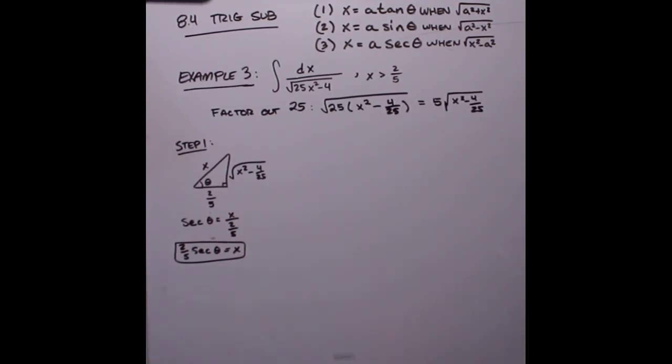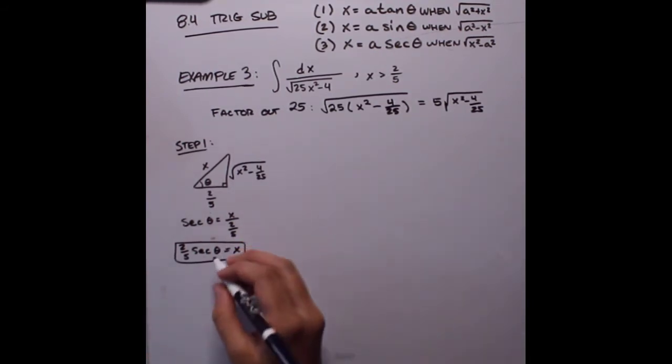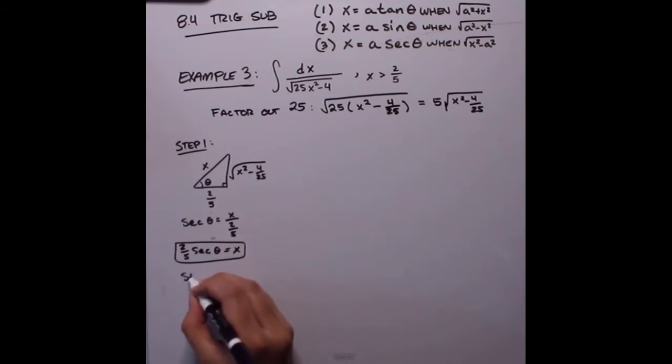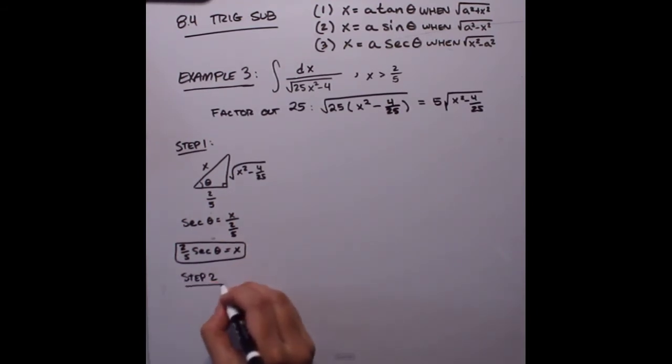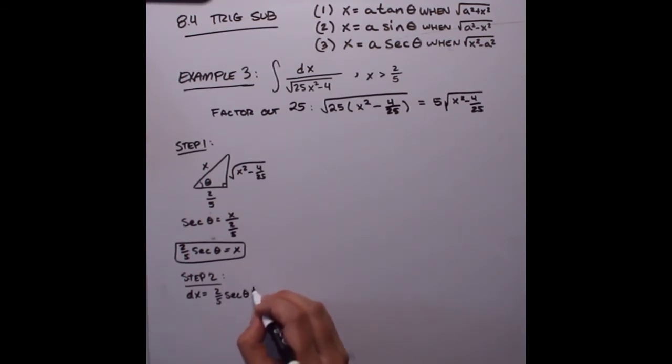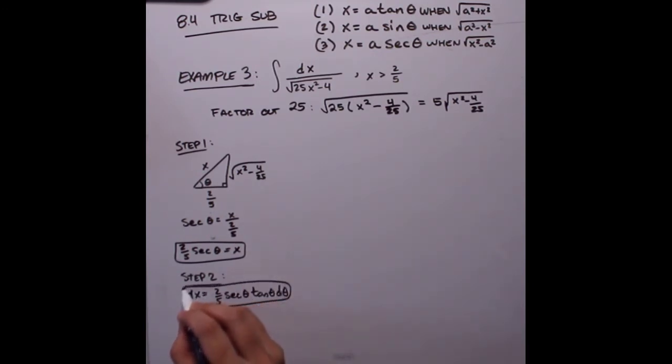All right, and so what we have here is now step 2. I'll go ahead and move it down here. Step 2 is going to be to find dx. dx is just the derivative of 2/5 secant theta, so 2/5 secant theta tangent theta d theta is the derivative that we're going to plug in.